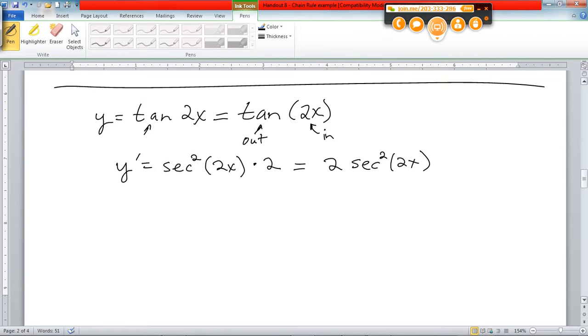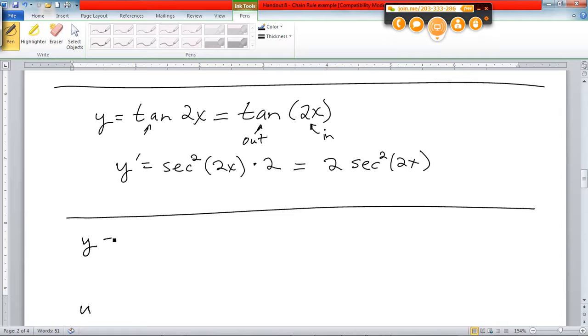All right. That was number 3. Let's do number 4 here. Number 4 is going to be y equals the sine of parentheses x squared.